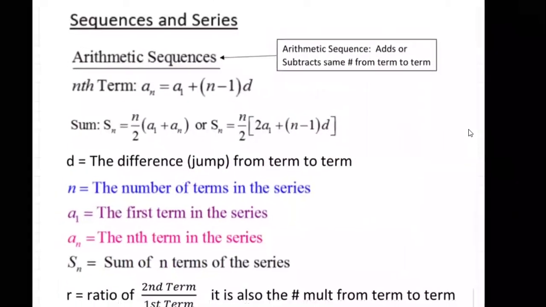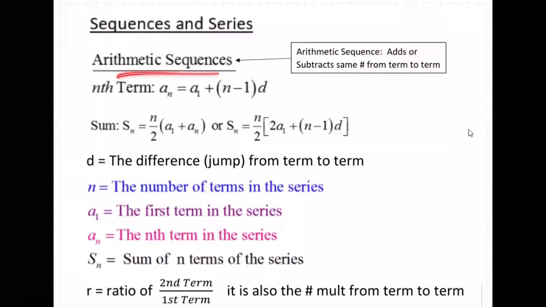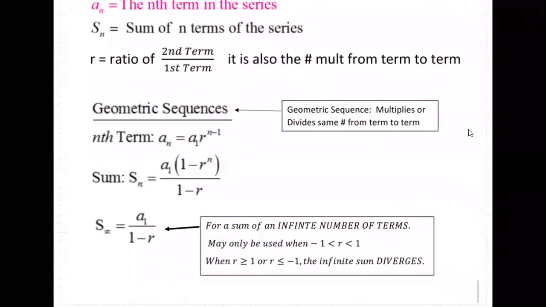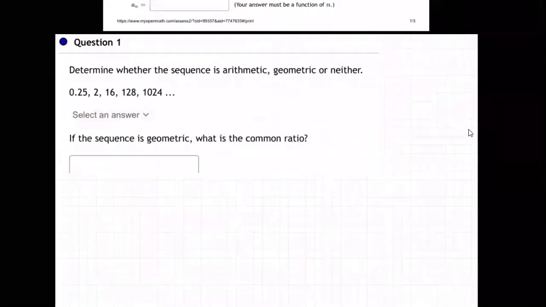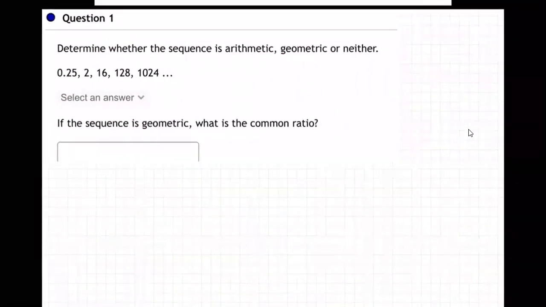So here we go. An arithmetic sequence adds or subtracts the same number from term to term. Whereas down here, geometric, this is all from the notes. You guys have this in the notes, exam 5 notes. A geometric sequence multiplies or divides the same number from term to term. Okay, so that's the difference. So the question is, what's happening from term to term?